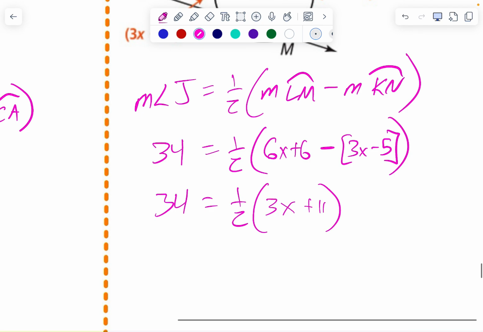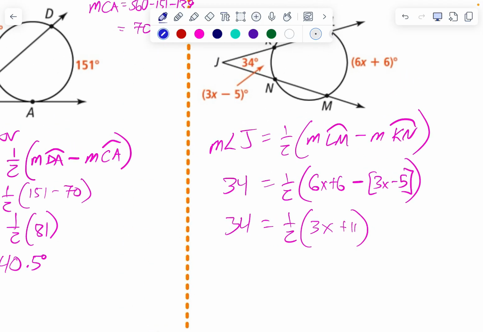Okay, once you do that, you get inside, you get 6x minus 3x, so that's 3x, and then 6 minus negative 5, that's 11. Okay, now how do we solve from there? Goal is to get that x out of parentheses. How do we do that?